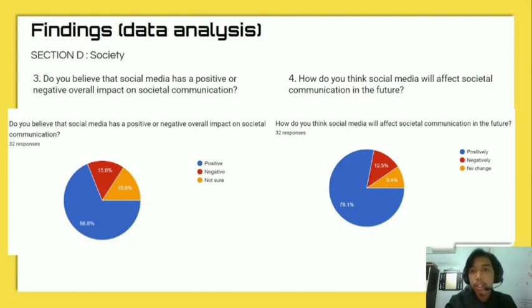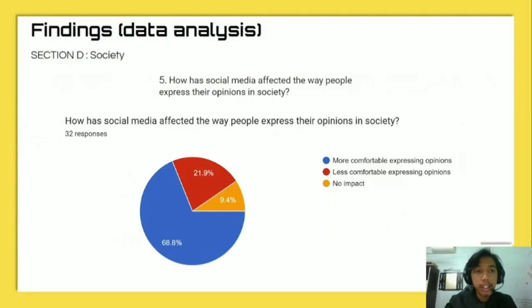Number 4, how do you think social media will affect societal communication in the future? Most respondents answer positively, which is 78.1%. Last question for section D: how has social media affected the way people express their opinions in society? Most respondents answer more comfortable expressing opinion, which is 68.8%, compared to 21.9% and 9.4% for less comfortable and no impact.